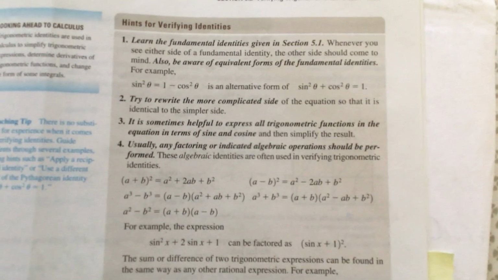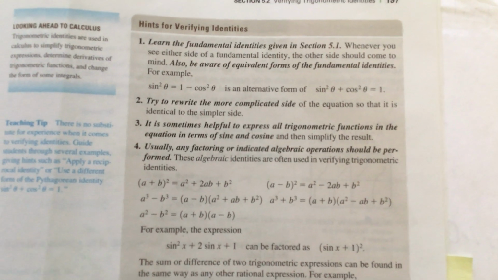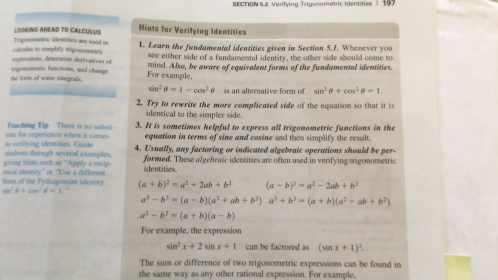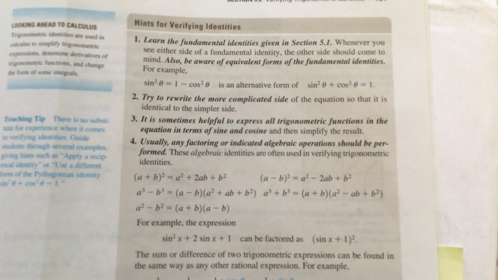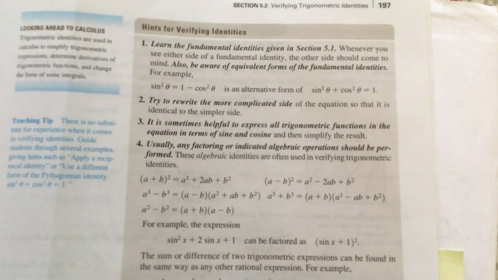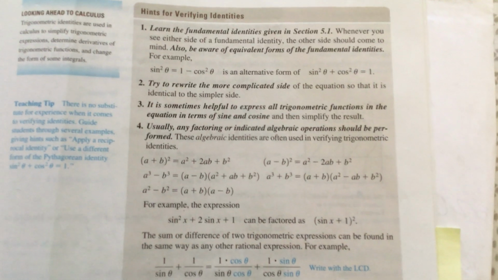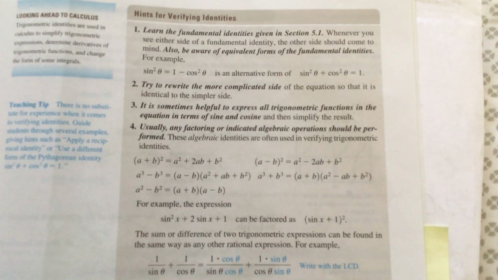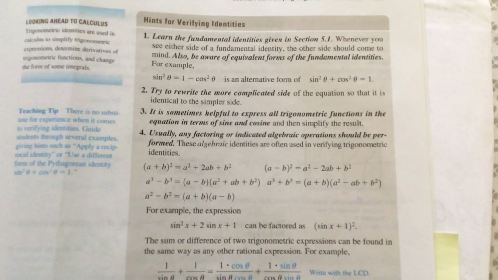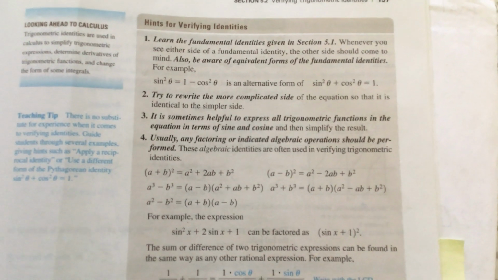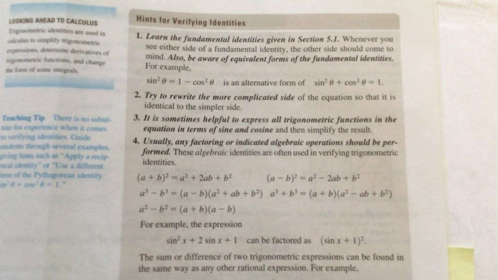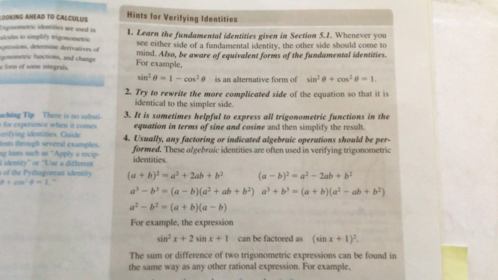Then try to write the more complicated side of the equation so that it's identical to the simpler side. That's always a good strategy. Don't pick on the easy stuff. Pick on the stuff that looks tricky and then try to make it smaller. It's sometimes helpful to express all trig functions in terms of sines and cosines. That's a good one, but it doesn't mean you always do that.